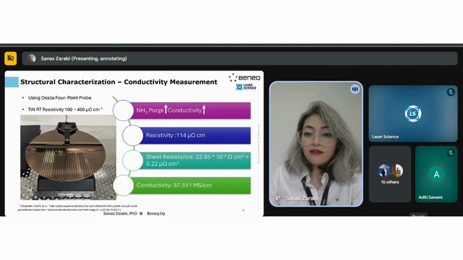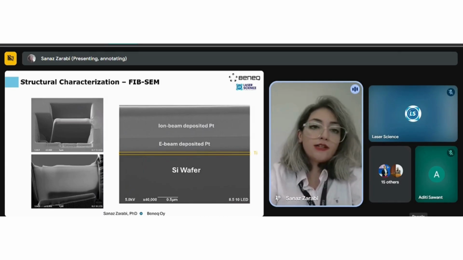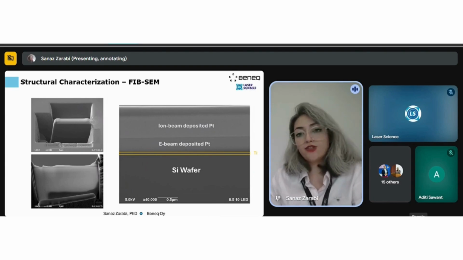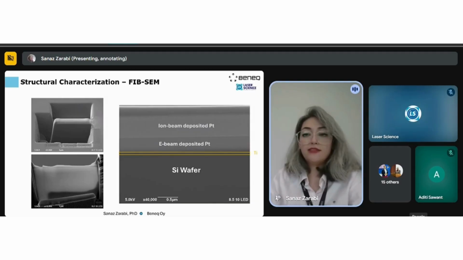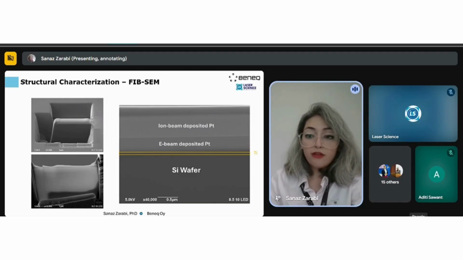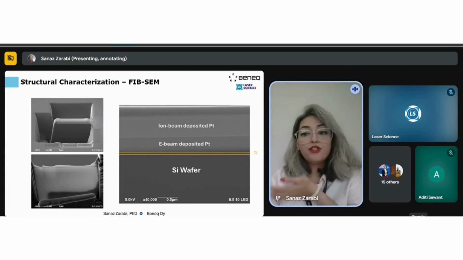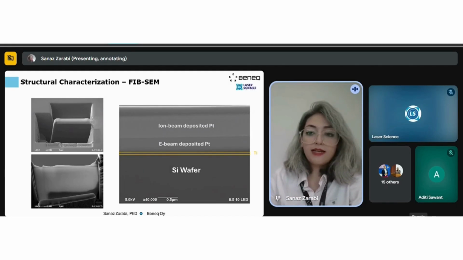And then let me go to the next slide. For further structural characterization, we perform focused ion beam scanning electron microscopy. It was our initial attempt to use that method, but due to the resolution limitations for our thin film, we were unable to obtain reliable cross-sectional images directly. Instead, we used this method for lamella preparation to enable high-resolution TEM analysis.